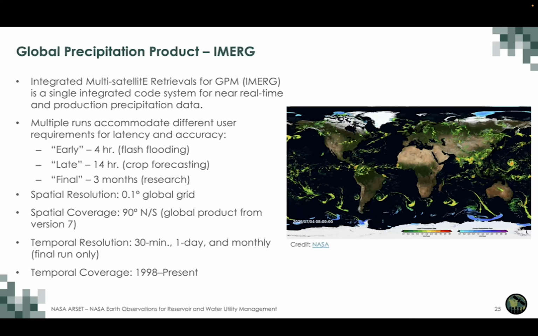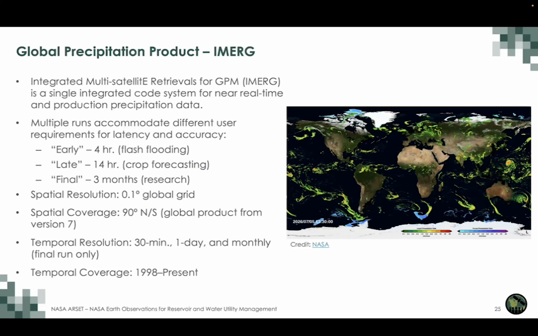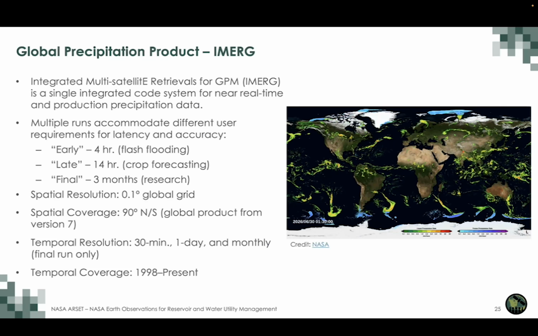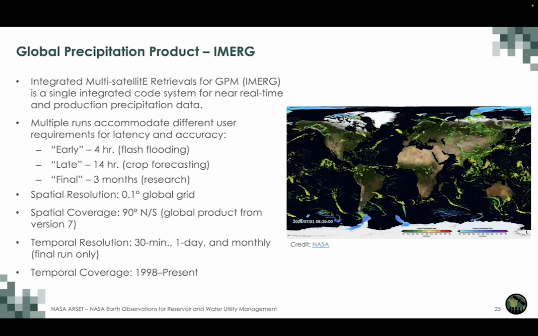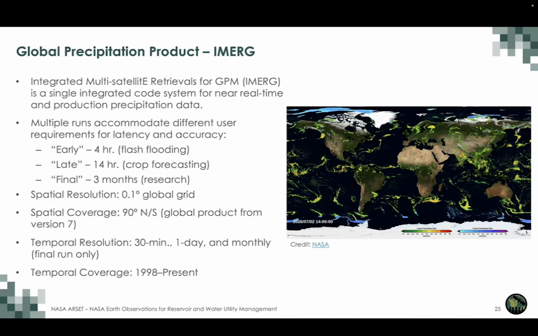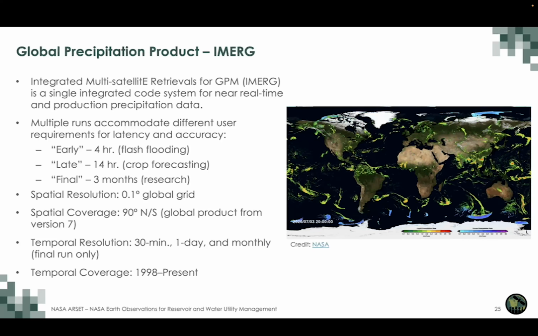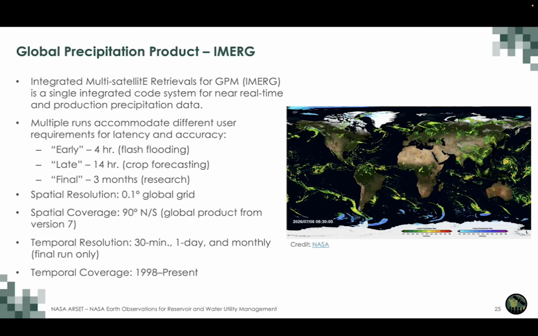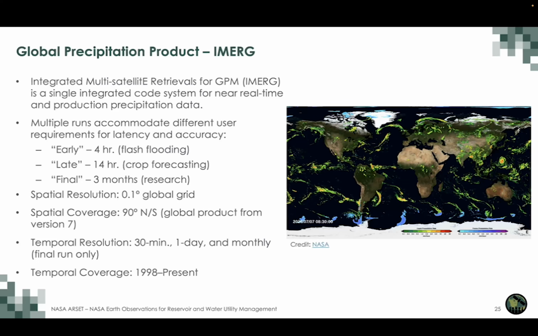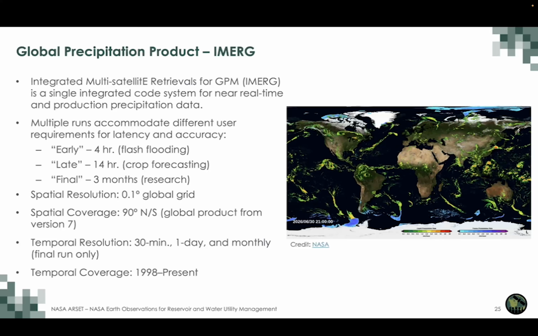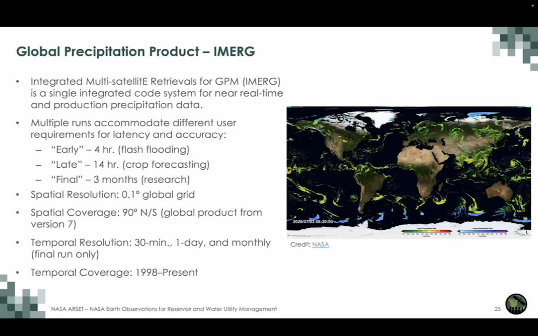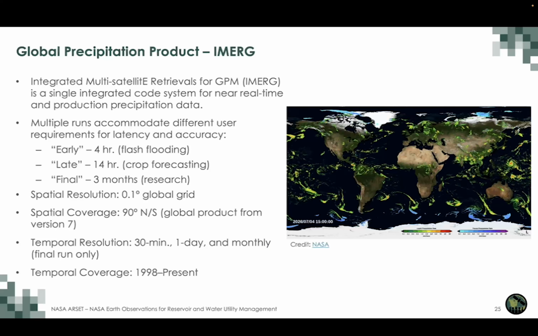If you look at the visualization on the right, you can see iMerge in action over a week-long period from June 30th to July 7th. The greens and reds in the lower latitudes indicate liquid precipitation, while the blues and purples in the higher latitudes represent frozen precipitation such as snow and ice. This ability to differentiate between rain and snow events is absolutely critical when we are trying to estimate snow water equivalent and predict seasonal runoff volumes into our reservoirs.